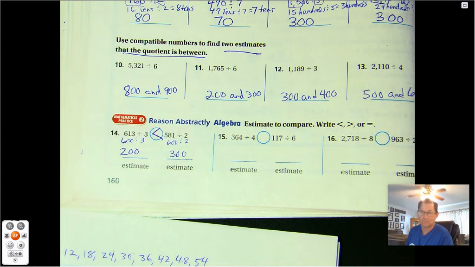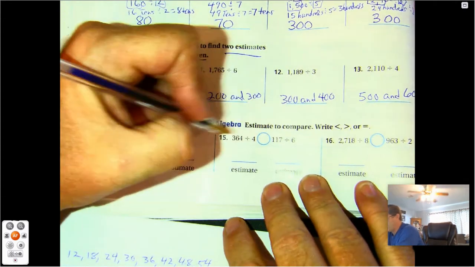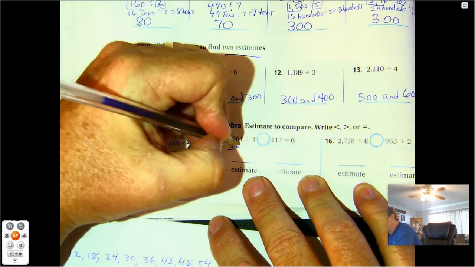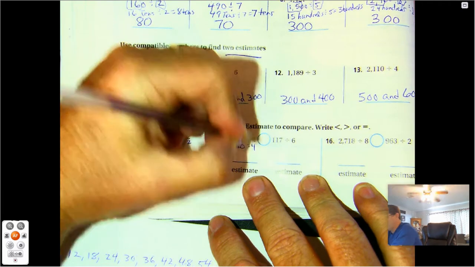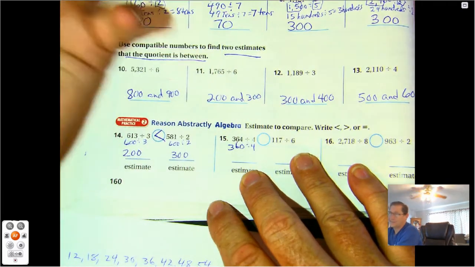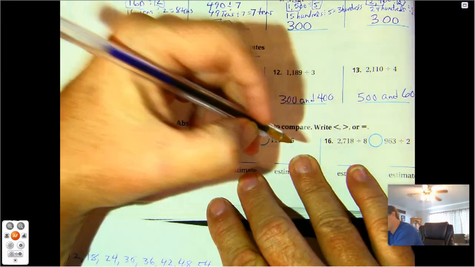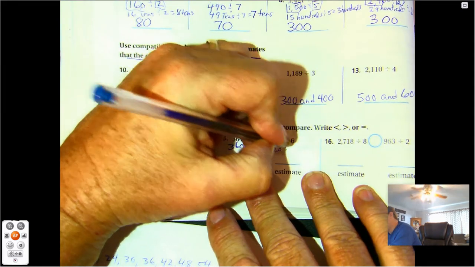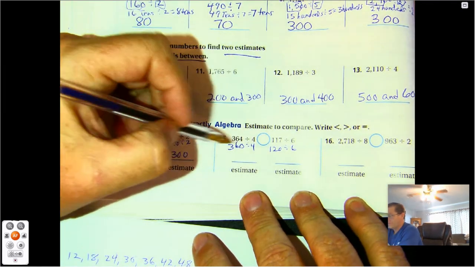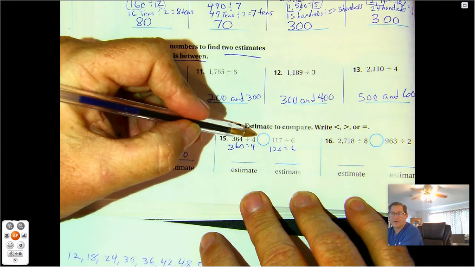All right, number 5, I like the 360. I'm going to leave it that. And 6, 6, 12, I'm going to use 120. All right, so 36 tens divided by 4 is 9 tens, or 90.